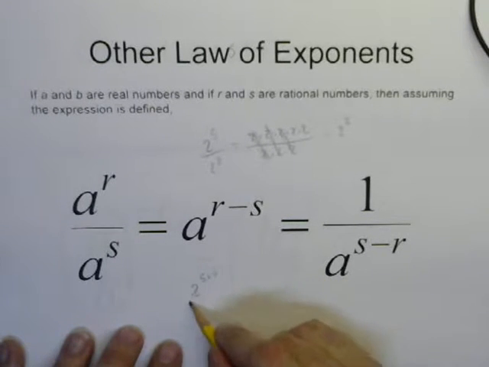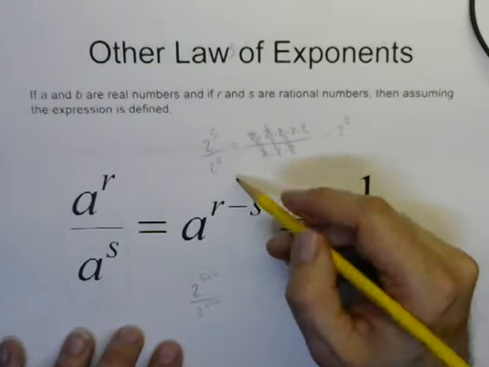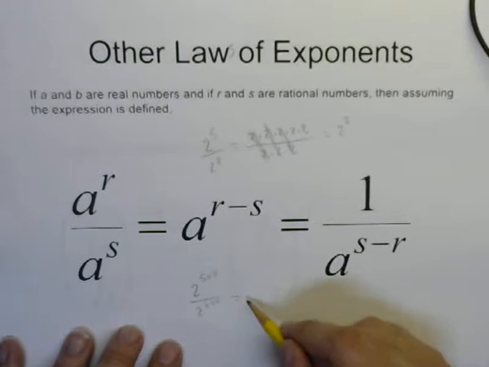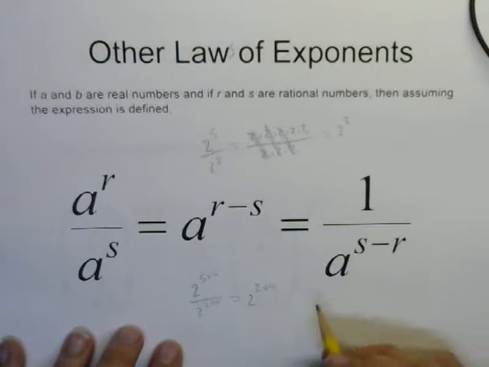So more generally, if you had something like 2 to the 500 power divided by 2 to the 300 power, I certainly wouldn't want to write it out this way because that would take a long time. But you can just use the rules and write that as 2 to the 200.